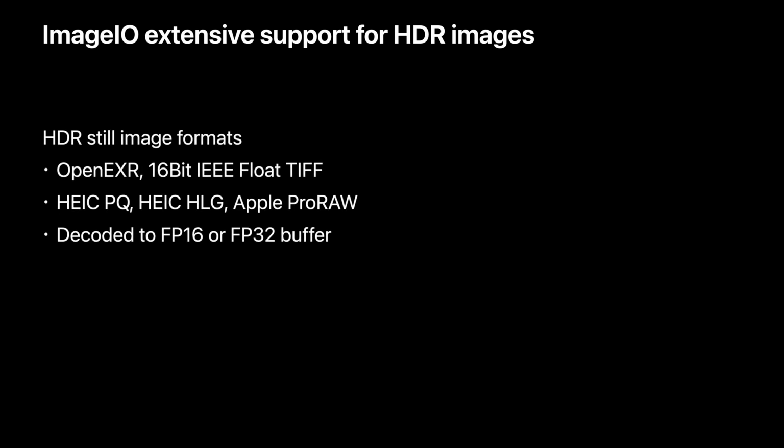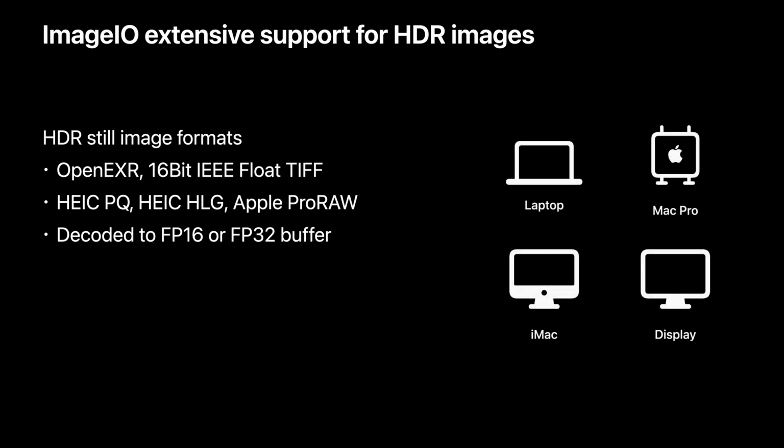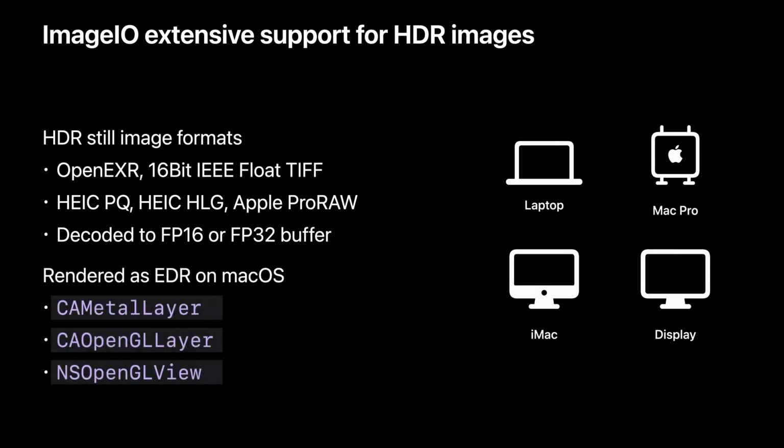Next, let's consider HDR still image rendering. Image.io has extensive support for HDR image formats, and conveniently will return the decoded pixels as EDR in floating point buffers. While Image.io is available on all platforms, presently the decoded results may only be rendered as EDR on macOS. We will demonstrate how to incorporate Image.io-based assets into an application in the upcoming CA meta layer example.